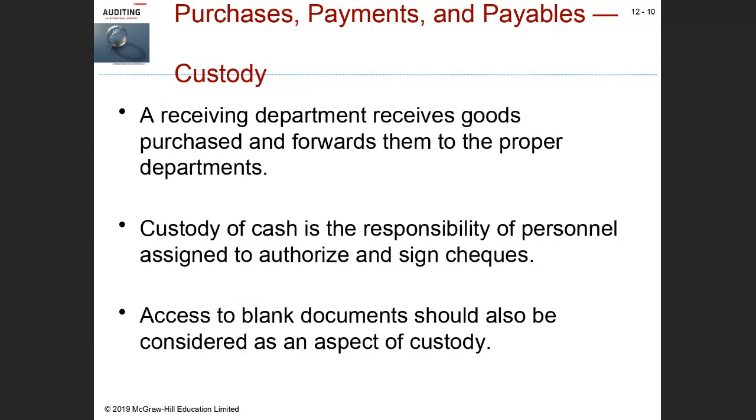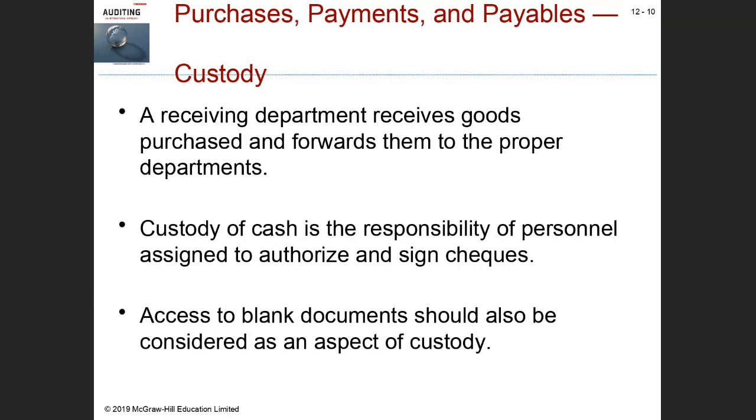The next control we mentioned was when you receive goods in a business, you want to have control over the physical goods. So some type of custodial control. In a large company, you would have a separate receiving department to actually receive the goods from the supplier and to forward those goods to the department that ordered the goods. In addition, of course, in a business, you want to have custody over the cash. It says custody of cash. What they really mean is the custody of cash in the company's bank account. Who can control access to the bank account?